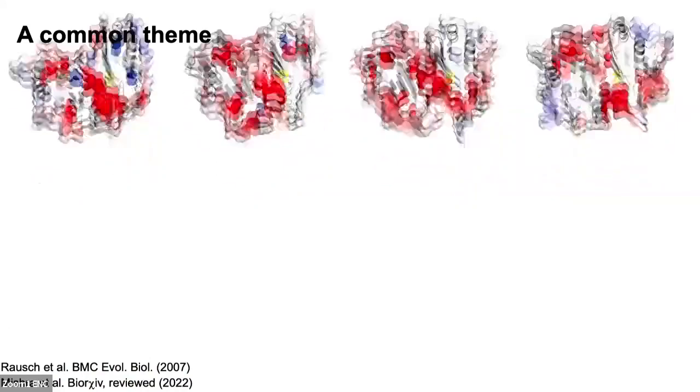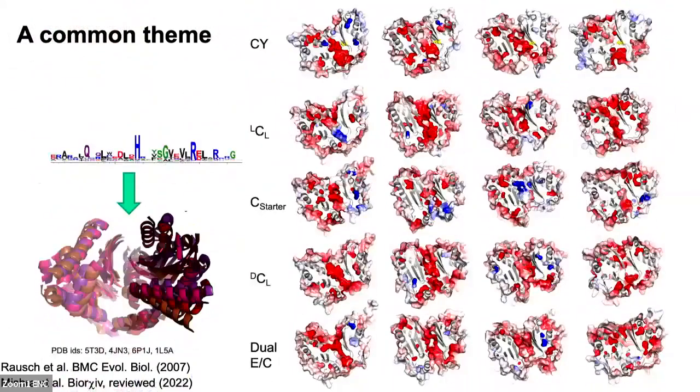I took it one step further. There are many subtypes of condensation domains. They all have slightly different functions, and we can talk about that later, but they do one thing in common. They all have to allow carrier proteins with their phosphopantetheinyl arms, with their substrates, access to the active site.